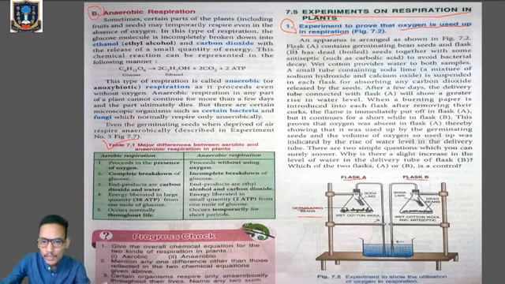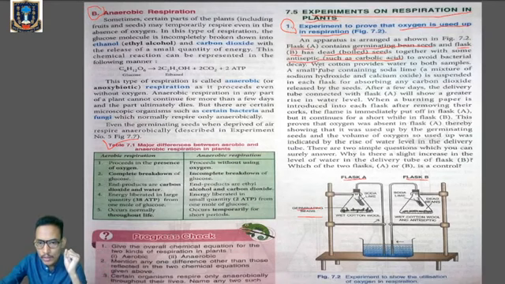Clear? So the first requirement is flasks. We have two flasks, flask A and flask B. Second requirement is germinating bean seeds and dead or boiled seeds. Then we require an antiseptic such as carbolic acid, to avoid the growth of bacteria. That we'll discuss when we go through the experiment. So we require an antiseptic also, such as carbolic acid. Uses we will discuss afterwards.